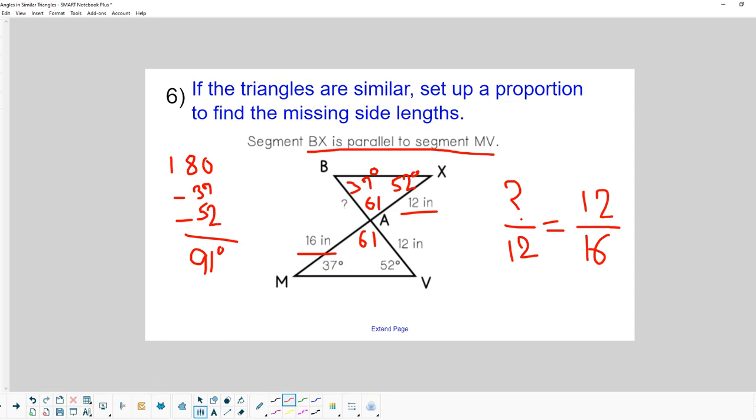So 12 times 12 is 144. 144 divided by 16 is 9. So according to our calculations, this would have to be a 9, right? And so if we want to look at our proportionality, 9 over 12 would be 3/4, and 12 over 16 would also equal 3/4. So it works.